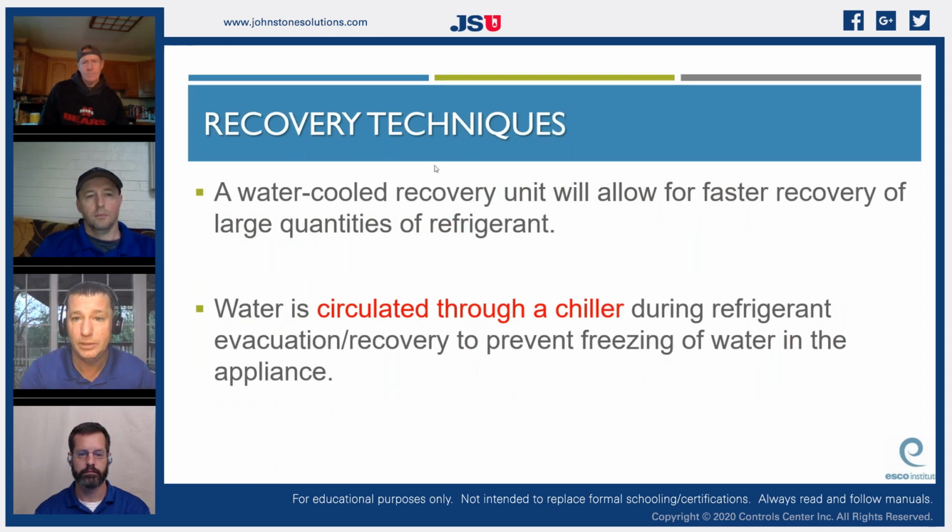A water-cooled recovery unit will allow for faster recovery of large quantities of refrigerant. People say, well, how big is that? You're going to have recovery units that can pull 100 CFM, but they're going to be water-cooled and they're going to be on carts and have 3/4 inch water lines, sometimes bigger. So they take a little bit of work to hook up. Water is circulated through a chiller during refrigerant evacuation to prevent freezing of water in the plant. So it's basically just keeping the pump moving, keeping that circulating pump so that our water is not sitting there stationary and attempting to freeze. Just like in the middle of winter, if you have lines that are notorious for freezing and busting, you just crack it and let that water trickle through, right?